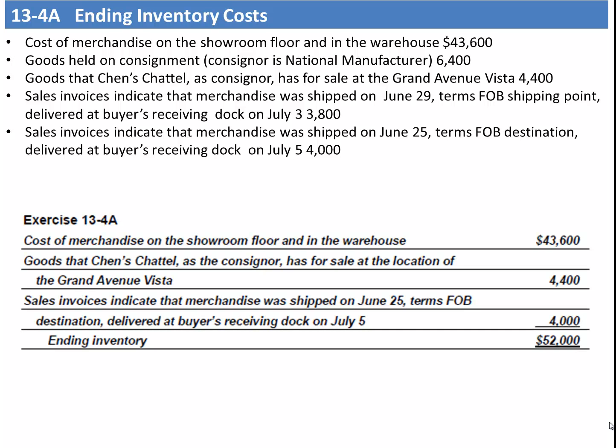So here's kind of what it would look like. The cost of the merchandise we own, the $43,600. As the consignor, we own the $4,400. And then because of the FOB destination, we own the $4,000. So our ending inventory would be a total of $52,000.